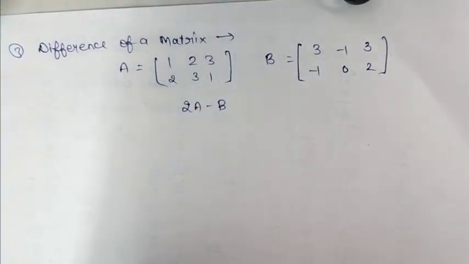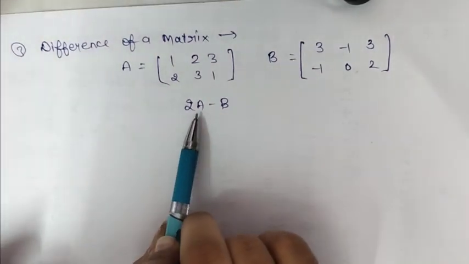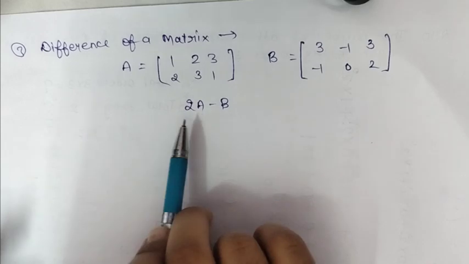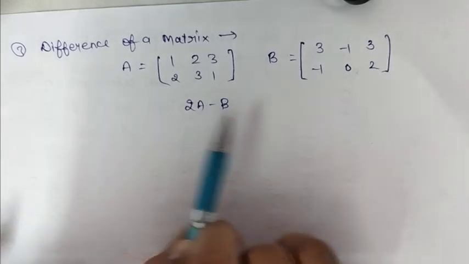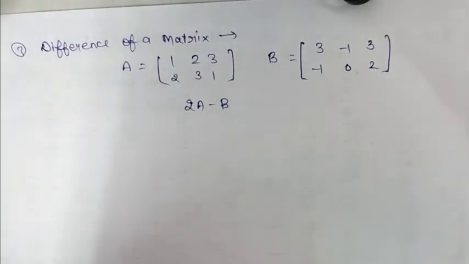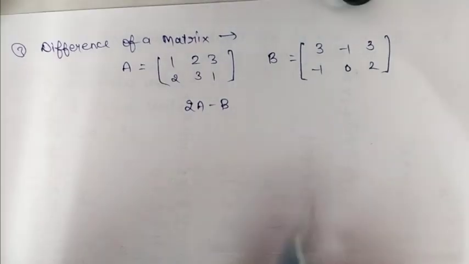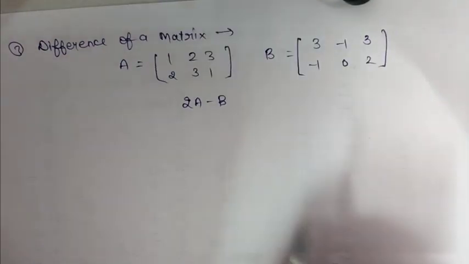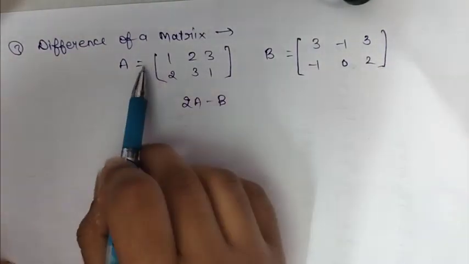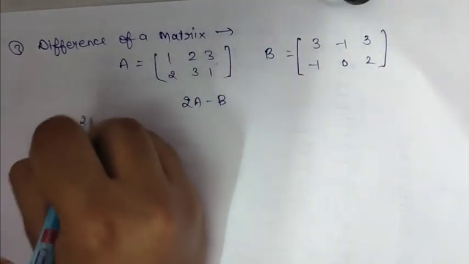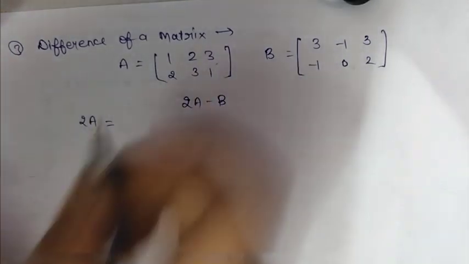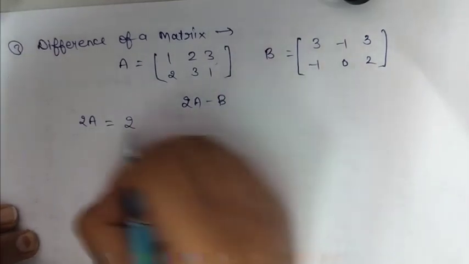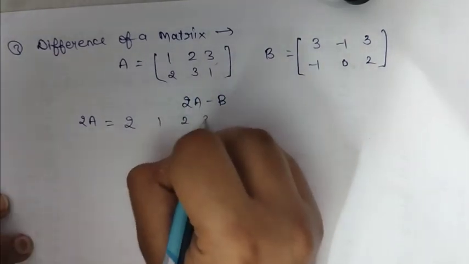So what we have to do here is perform the multiplication also, that is, we have to multiply A by 2 and then we have to subtract B from 2A. So first we find the value of 2A. So 2A will be, as we have learned in our previous topic, that we simply multiply 2 with every element of the given matrix.